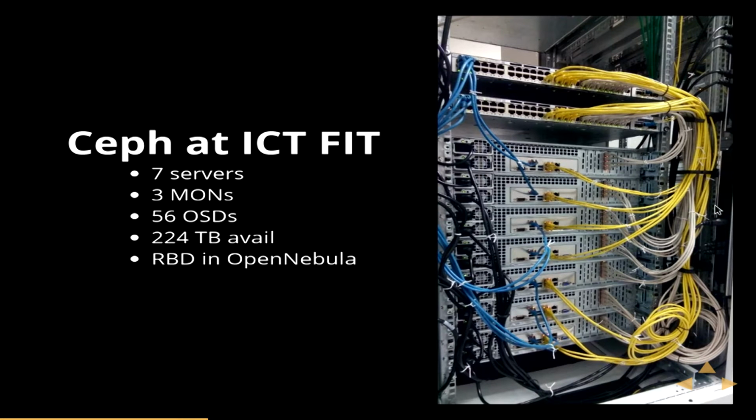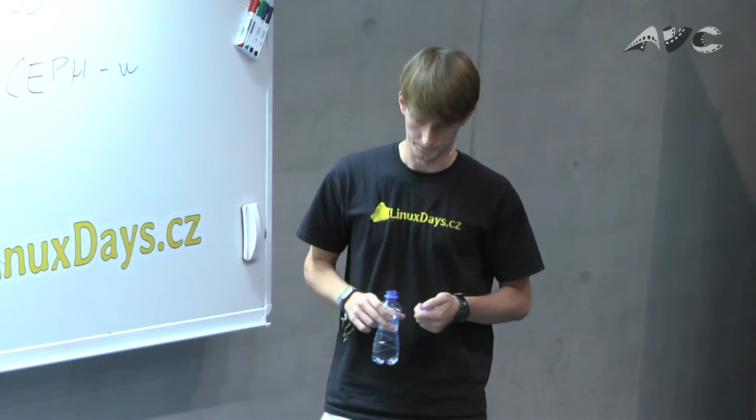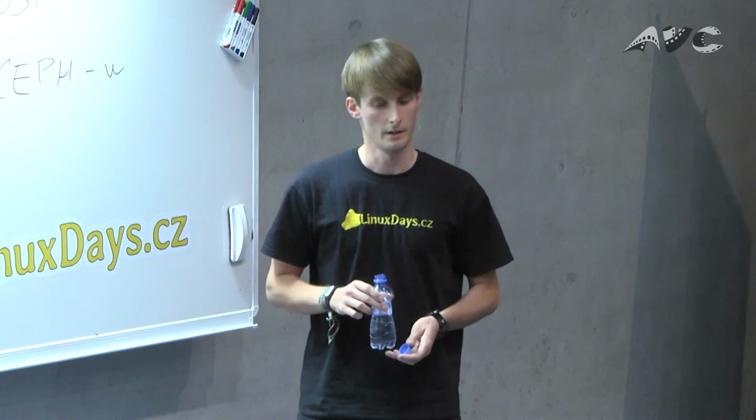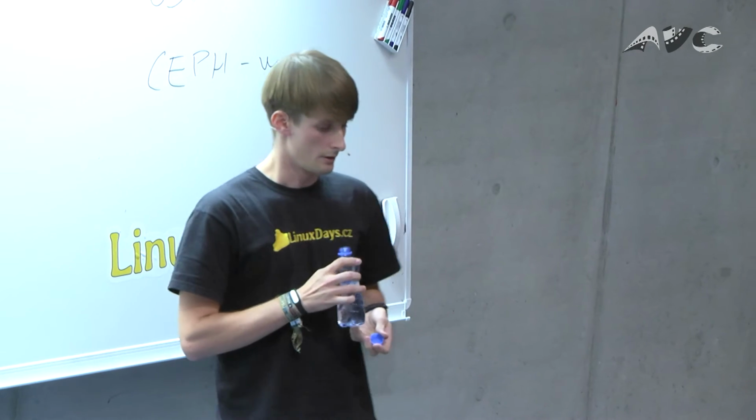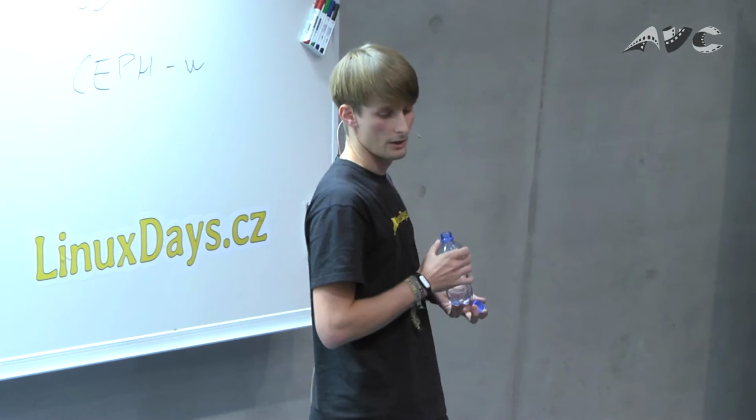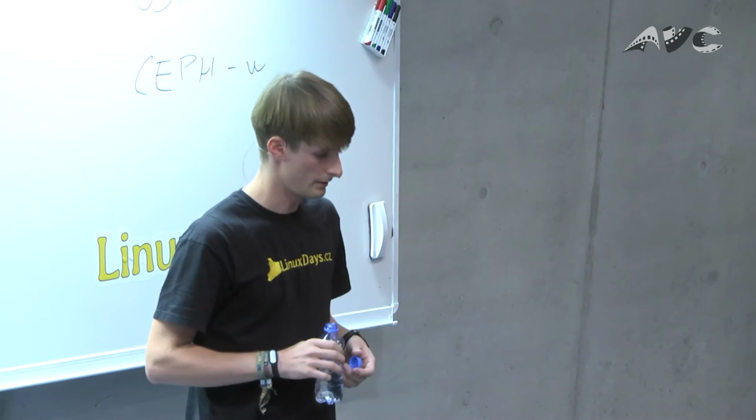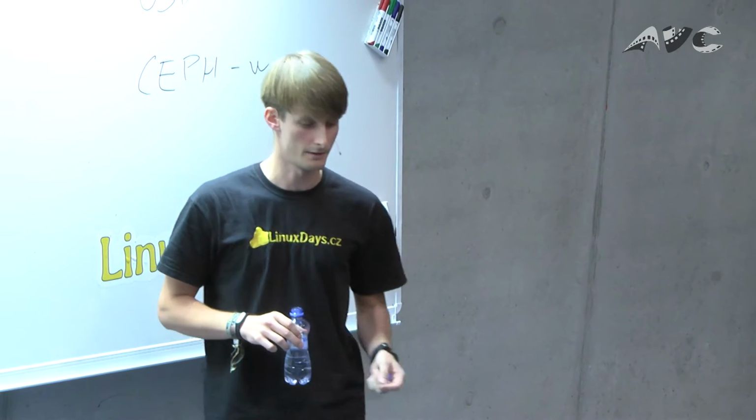So, as I mentioned, I'm working here at the faculty, and this is our new cluster. We have 7 servers, and since this cluster is very small, we are running monitors on the same hardware as the OSDs. There are 56 OSDs and about 200 terabytes of capacity, and we use it mostly for disks in OpenNebula. So it's basically backup for our instances, and we also have a few running containers using Ceph as persistent storage. So, Prometheus.